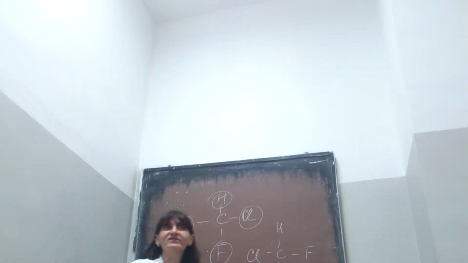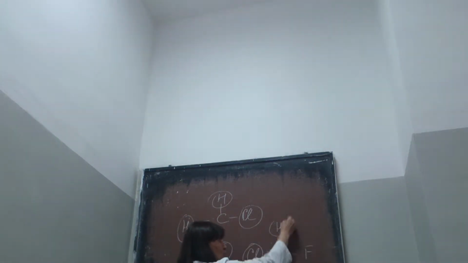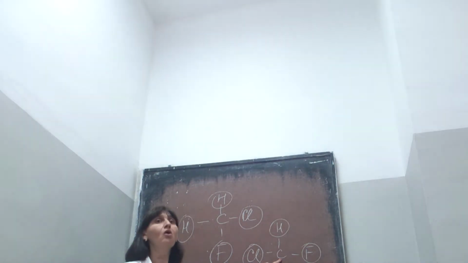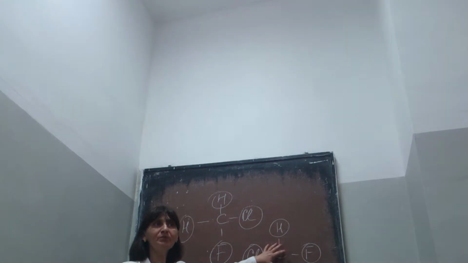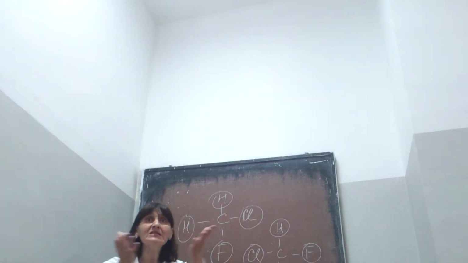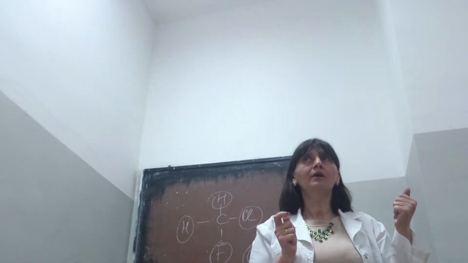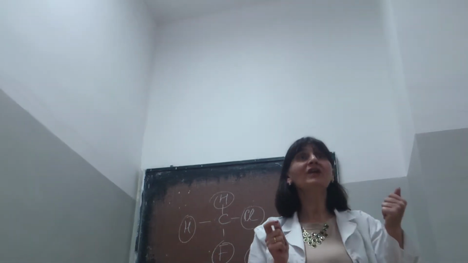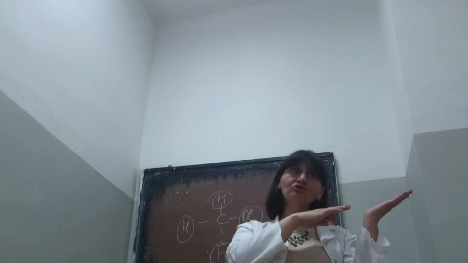Now, what about this one? Here, you have four different substituents. 1, 2, 3, 4. It means that this carbon is an asymmetrical carbon or chiral carbon, and it means that this compound is an optically active compound. Now, what does optically active mean? Optically active compounds can rotate the polarized light plane to the left side or to the right side.